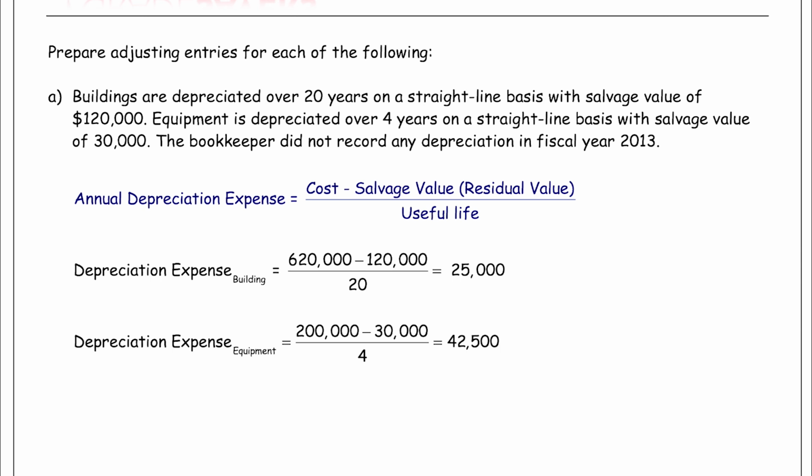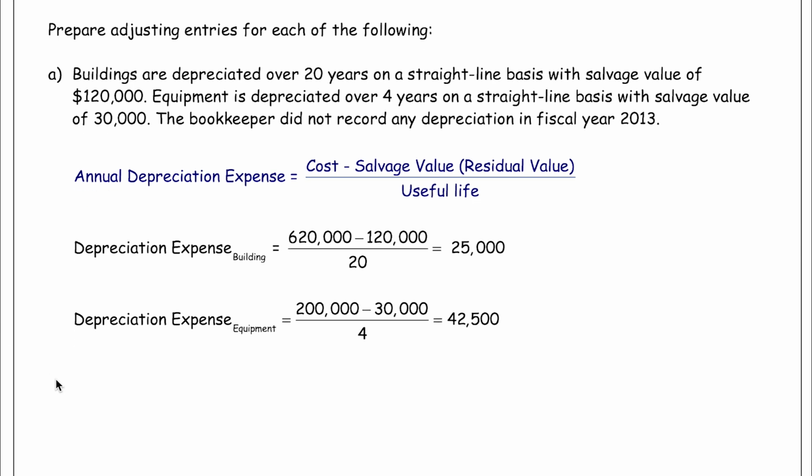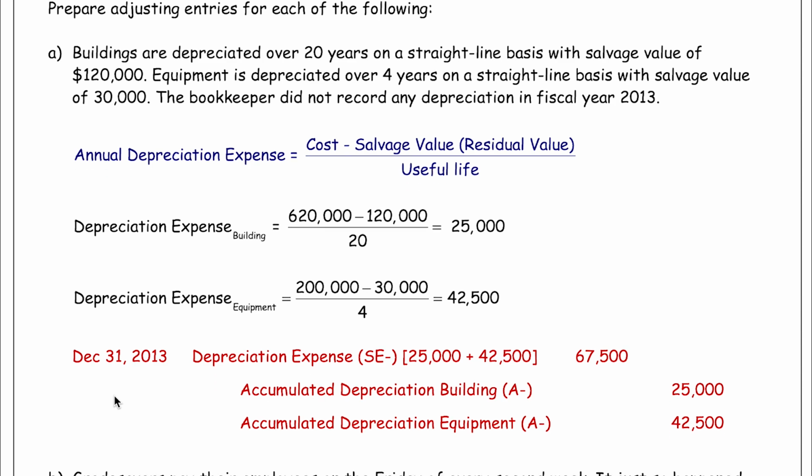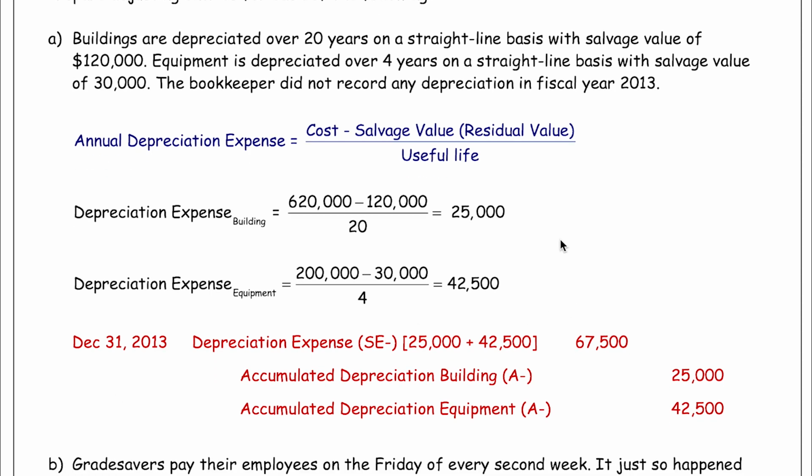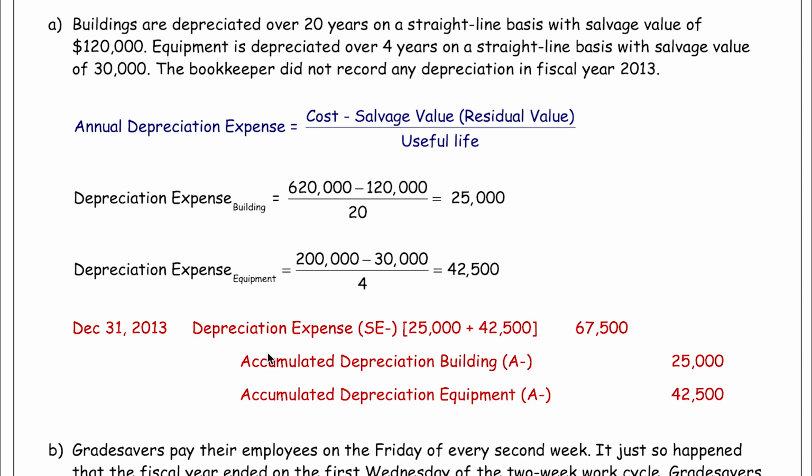Now, once you've calculated these amounts, the idea is simply to make a journal entry. Since we're recognizing an expense, we should realize that we're going to debit an expense account simply because expenses are part of shareholders' equity and they lower the value of equity. So the idea is to debit depreciation expense for the total amount of depreciation, which would essentially be $25,000 for the building plus the $42,500 for the equipment. So the total should amount to $67,500.